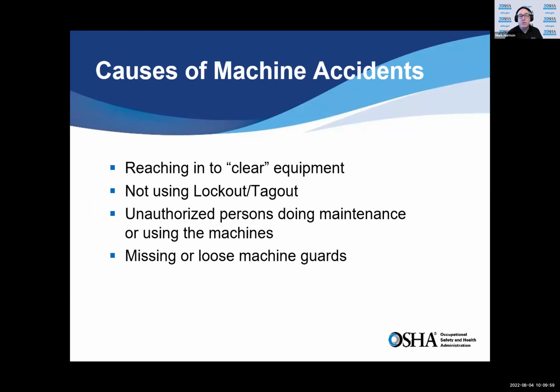Causes of machine accidents. I have a few bullet points here. And again, bear with me because we try to shorten the presentation so that we can cover the ones that we believe to be the most important. But very specifically, reaching in a machine to clear it. Think of a machine jam. And again, some machines are more prone to this particular issue than others, but not using proper lockout tagout on a machine, unauthorized employees doing maintenance or using the machine, or missing or loose machine guards.